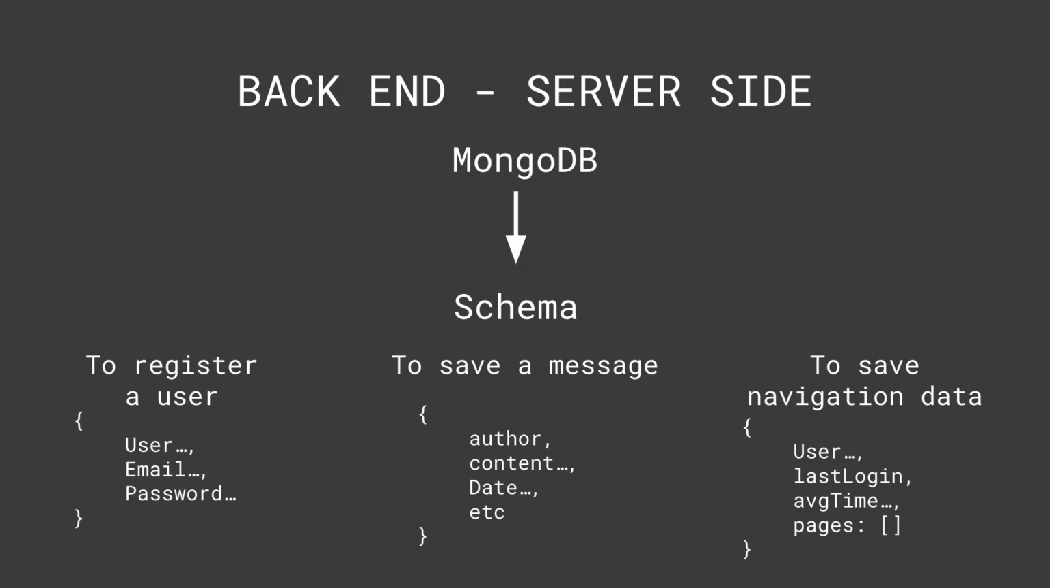So for example, if you want to register a user, you might want the username, the email, the password. If you want to save a message, the author and the content. And to save navigation data, you might want the name of the user, its last login, the average time, etc. It's basically what you want to save about that specific thing.